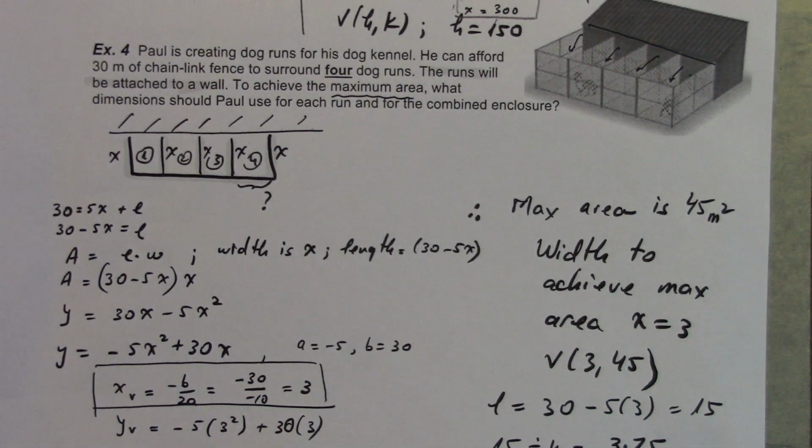Example 4. Paul is creating dog runs for his dog kennel. He can afford 30 meters of chain link. So very similar question here. To surround 4 dog runs, the runs will be attached to a wall. To achieve the maximum area, what dimensions should Paul use for each run and for the combined enclosures?